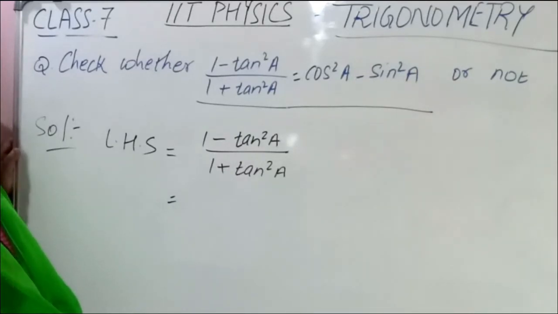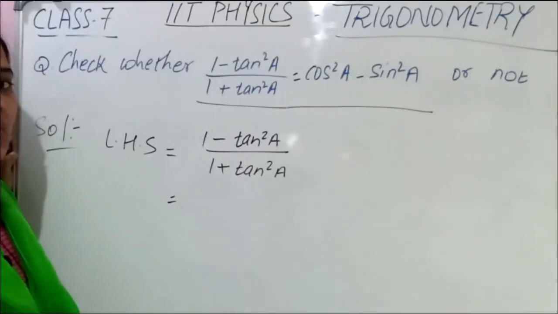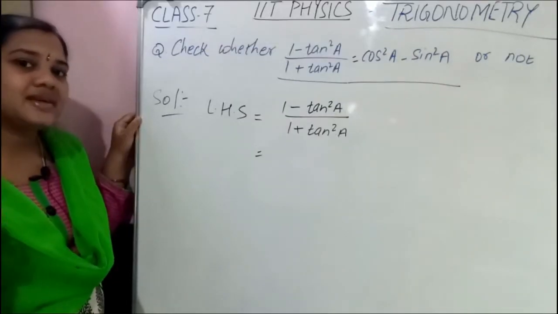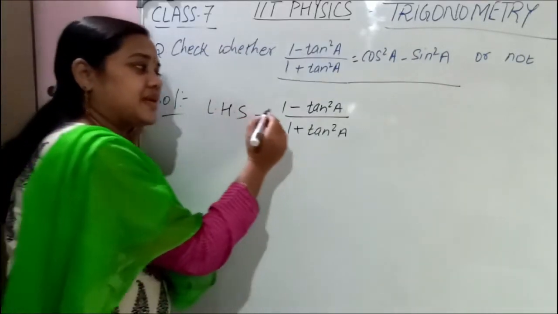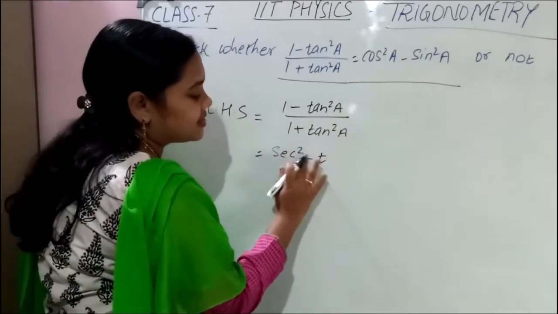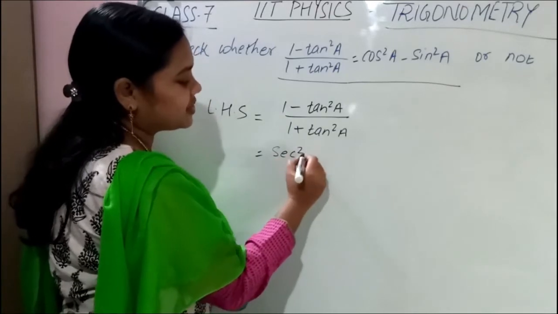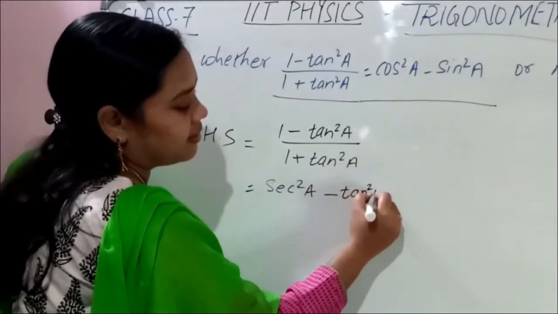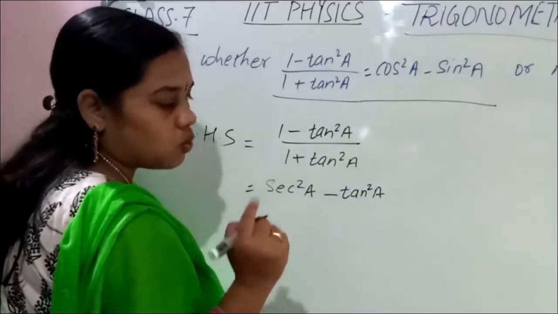The identities. First one: sin square theta plus cos square theta equal to 1. Second one: sec square theta minus tan square theta equal to 1. So in place of 1, what can we write? Sec square theta minus tan square theta. Here theta is A.